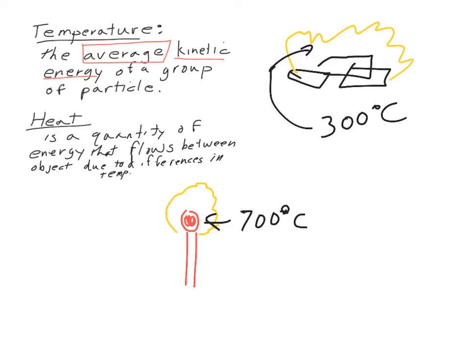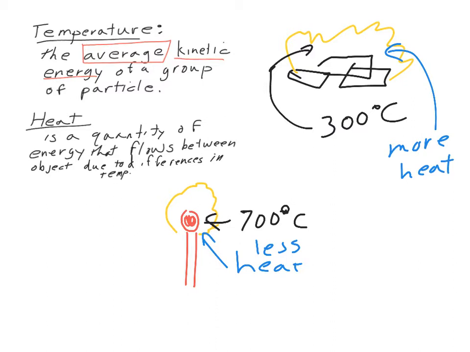Even though each molecule in this match head has a higher average kinetic energy than the molecules of the wood, because there are fewer molecules in the match head, it's putting off less heat. This bonfire has a whole lot more molecules. So even though each molecule has a lower average, it has more heat. So that's the difference between temperature and heat.